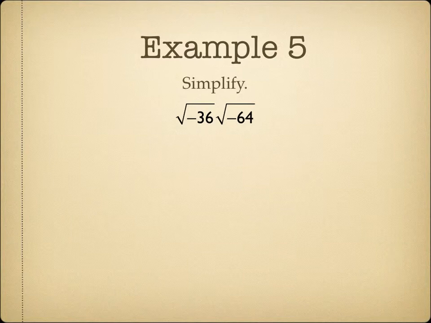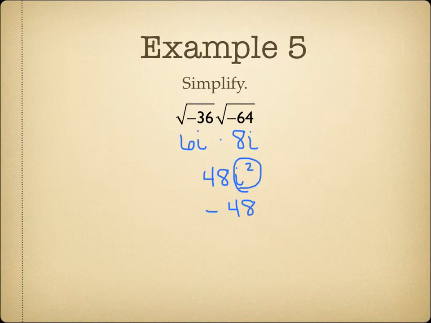Square root of -36 times square root of -64. What's the square root of -36? 6i. Square root of -64? 8i. What's 6i times 8i? 48i squared. And what's 48i squared really equal to? -48. Yep, because i squared is really -1. So this is really 48 times -1, which is -48.